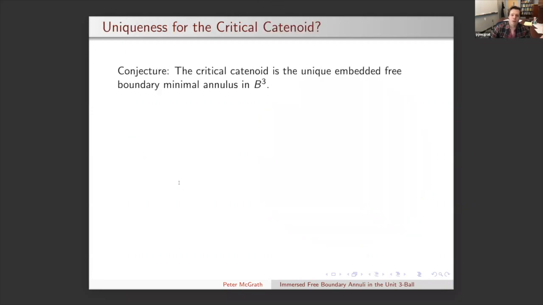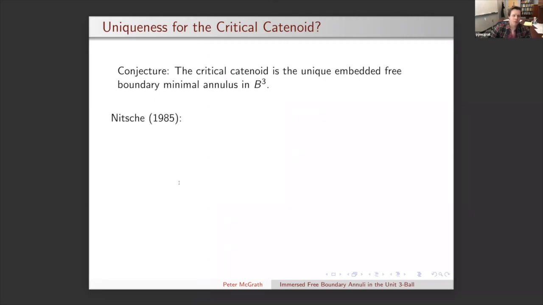So there's an important conjecture that claims that this object is the only, just as we had a uniqueness result for the equatorial disk. The claim is that this critical catenoid is the unique embedded free boundary minimal annulus, again, up to the obvious isometries.